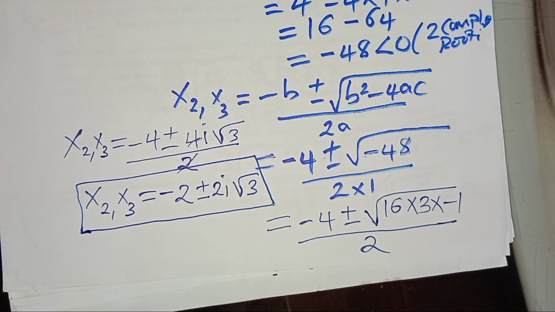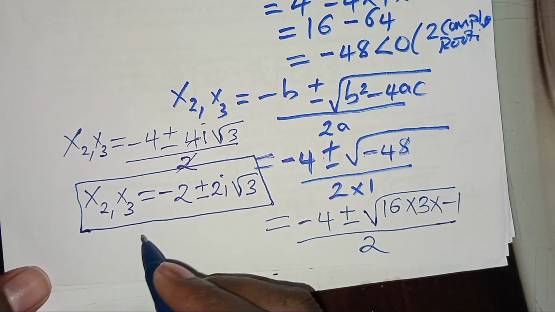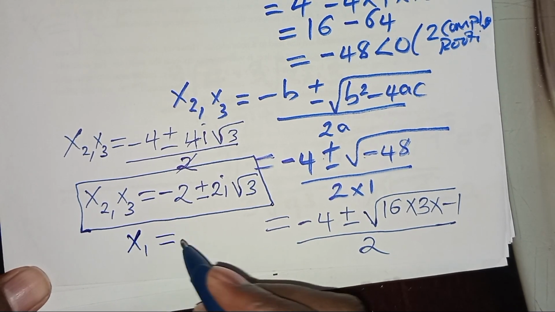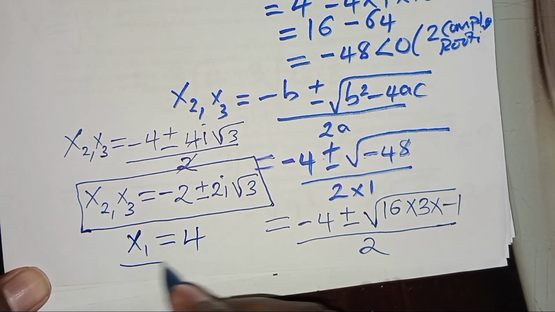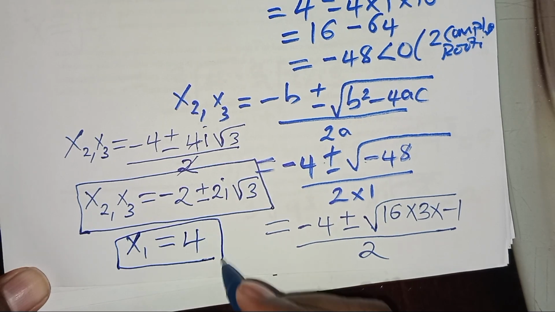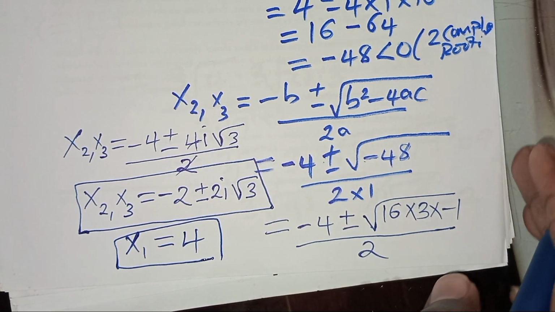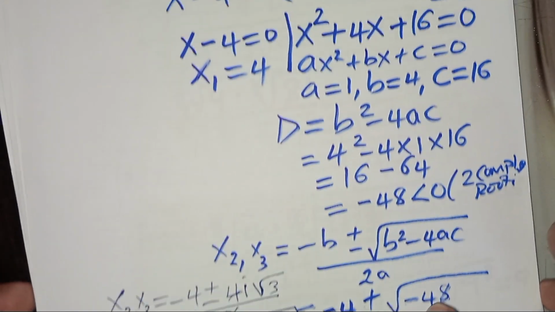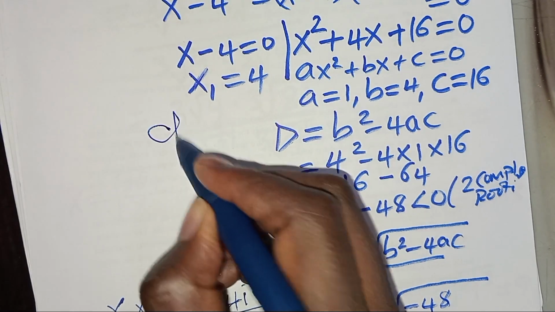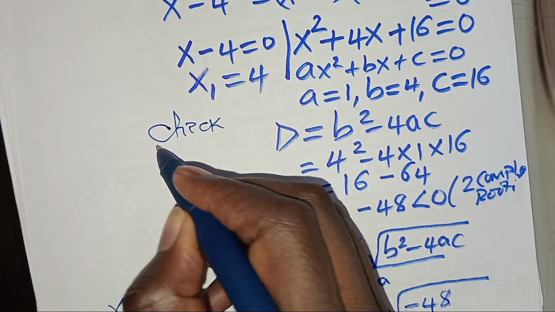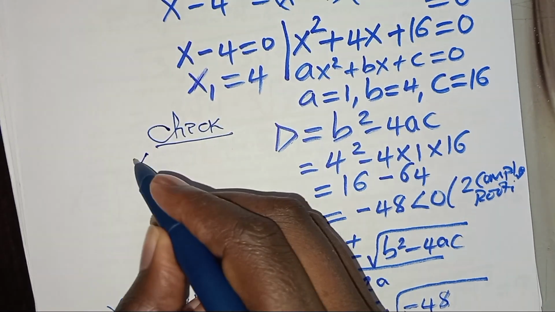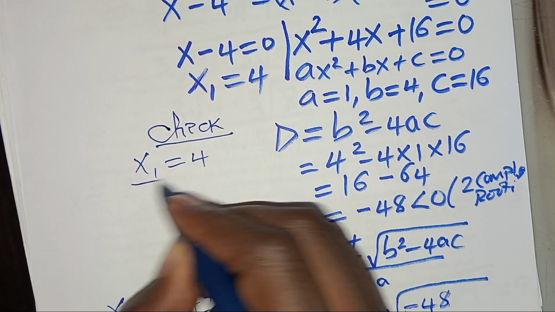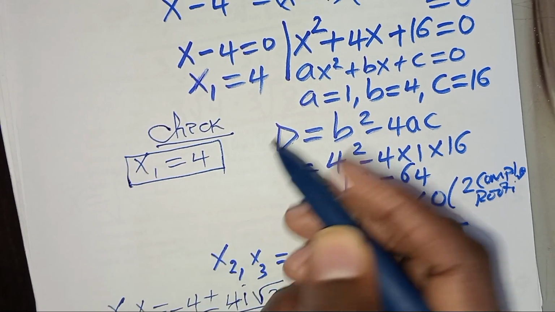Now that means that we have three solutions. We have two complex roots and only one real solution, which is x1, equal to 4. This is the only real solution. Okay, and we can check if this real solution, x1, actually satisfies the equation.